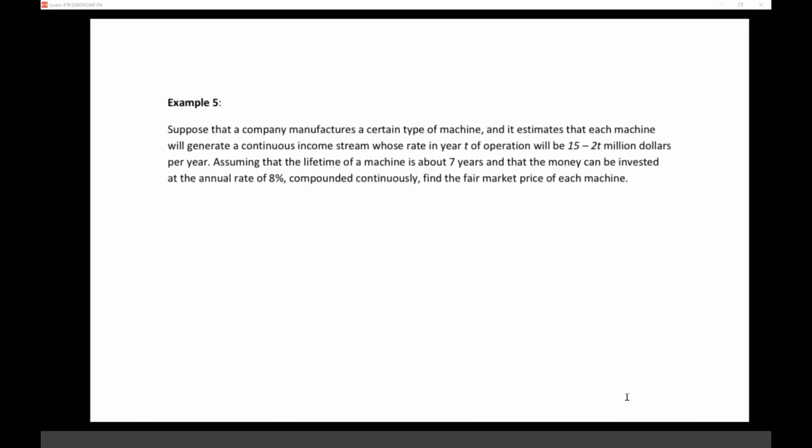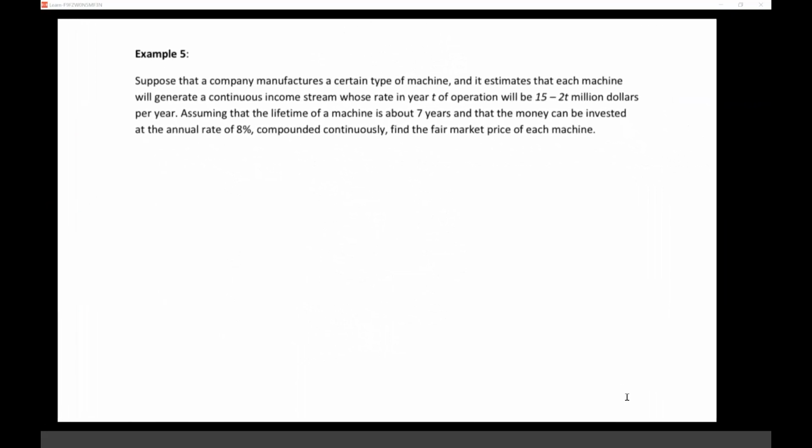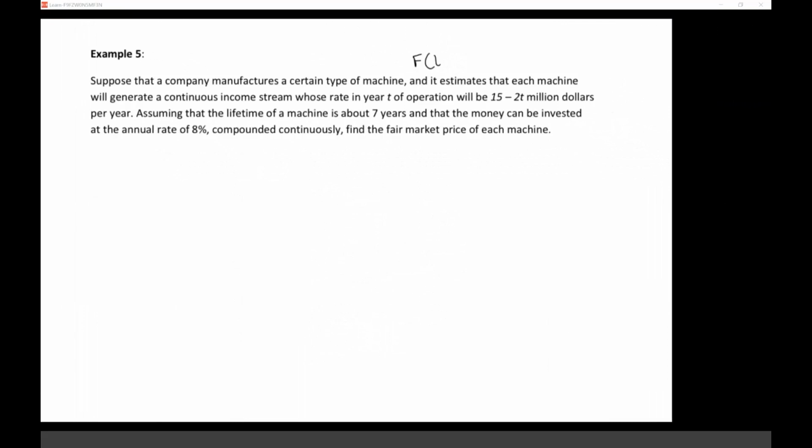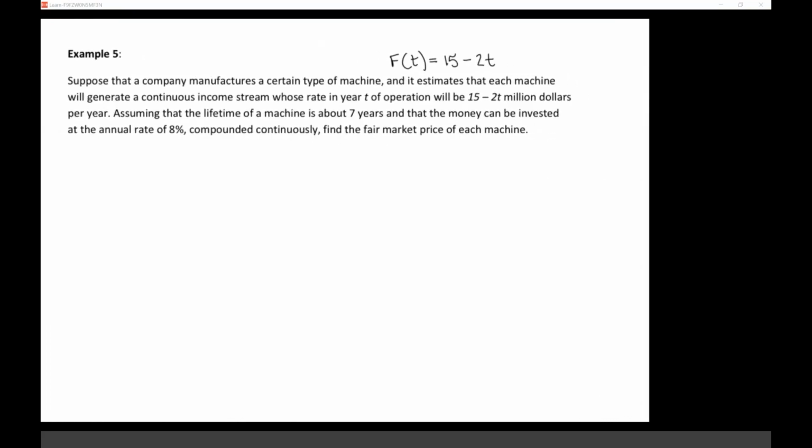Okay, let's take a look at 5. Suppose you have a company that's manufacturing a certain kind of machine, and they're estimating each machine will generate a continuous income stream whose rate in year T is given by 15 minus 2T million dollars. That's a continuous income stream, which means f of T equals 15 minus 2T. That's the rate at which it generates income. Assuming the lifetime of the machine is about 7 years and money can be invested at 8% compounded continuously, find the fair market price.